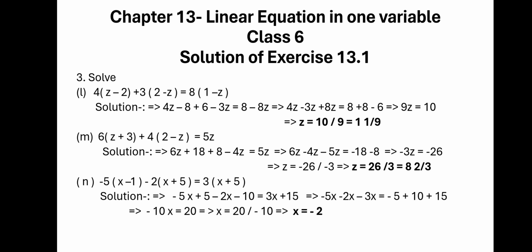So that implies, now when you transpose all the variables to one side, first negative 5x is on the left hand side, negative 2x is also on the left hand side, but we have to transpose plus 3x from right hand side to left hand side, that will be negative 3x, and 5 plus 5 and negative 10 on the right hand side.